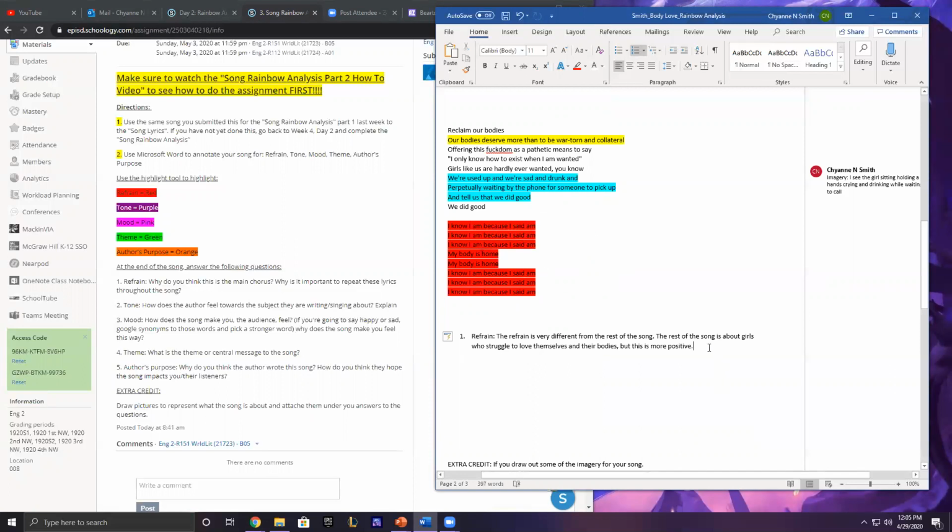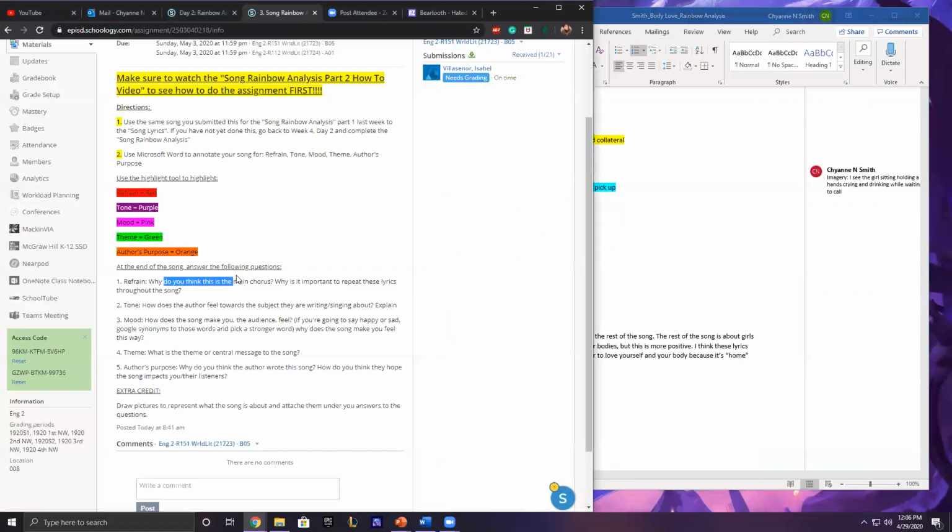So I'm going to go ahead and write that in. I think these lyrics are important because they're a reminder to love yourself and your body because it's quote unquote home, and we only get one.